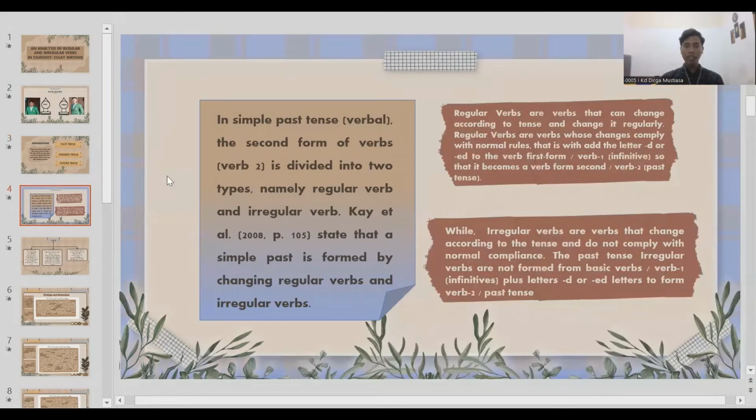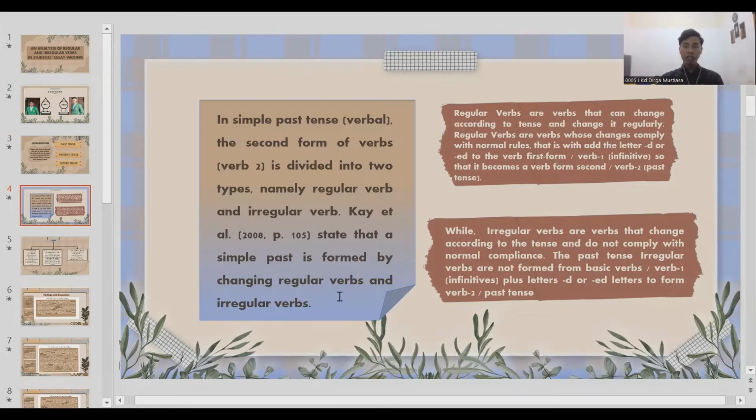In simple past tense or verbal, the second form of verb or verb two is divided into two types, namely regular verb and irregular verb. K et al. 2008 state that a simple past is formed by changing regular verbs and irregular verbs.